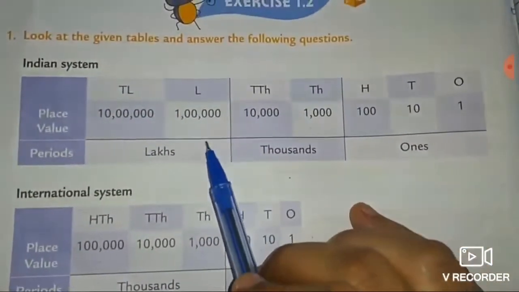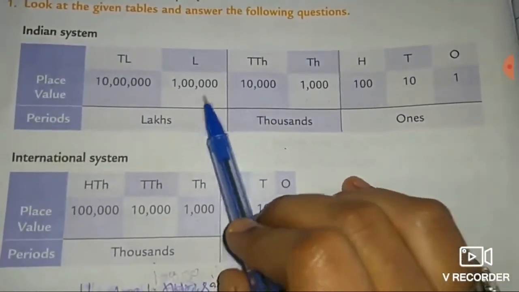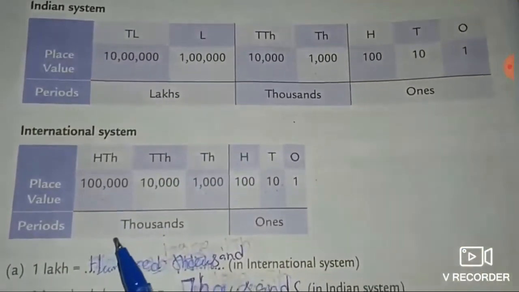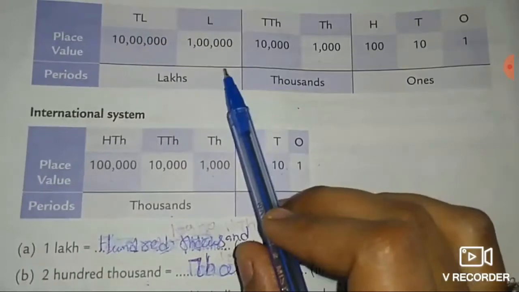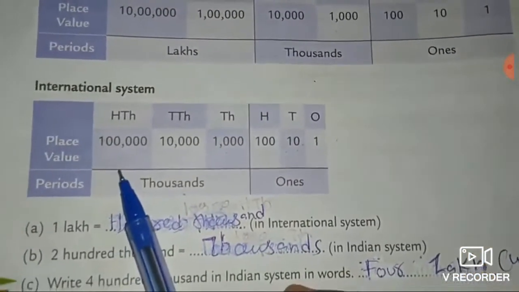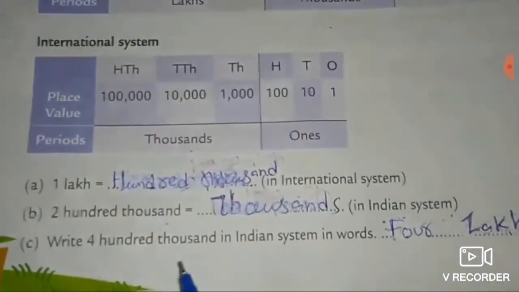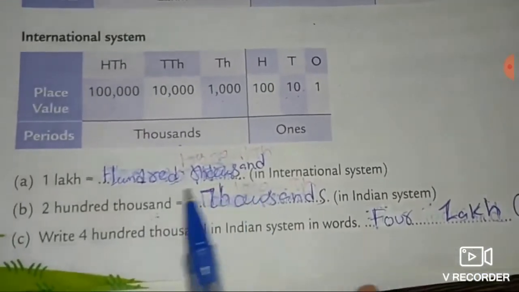So 1 lakh in the Indian system is there, then 1 lakh is converted into international. So what is it in the international? So you can see, in international it is 100,000. So I write here 100,000.